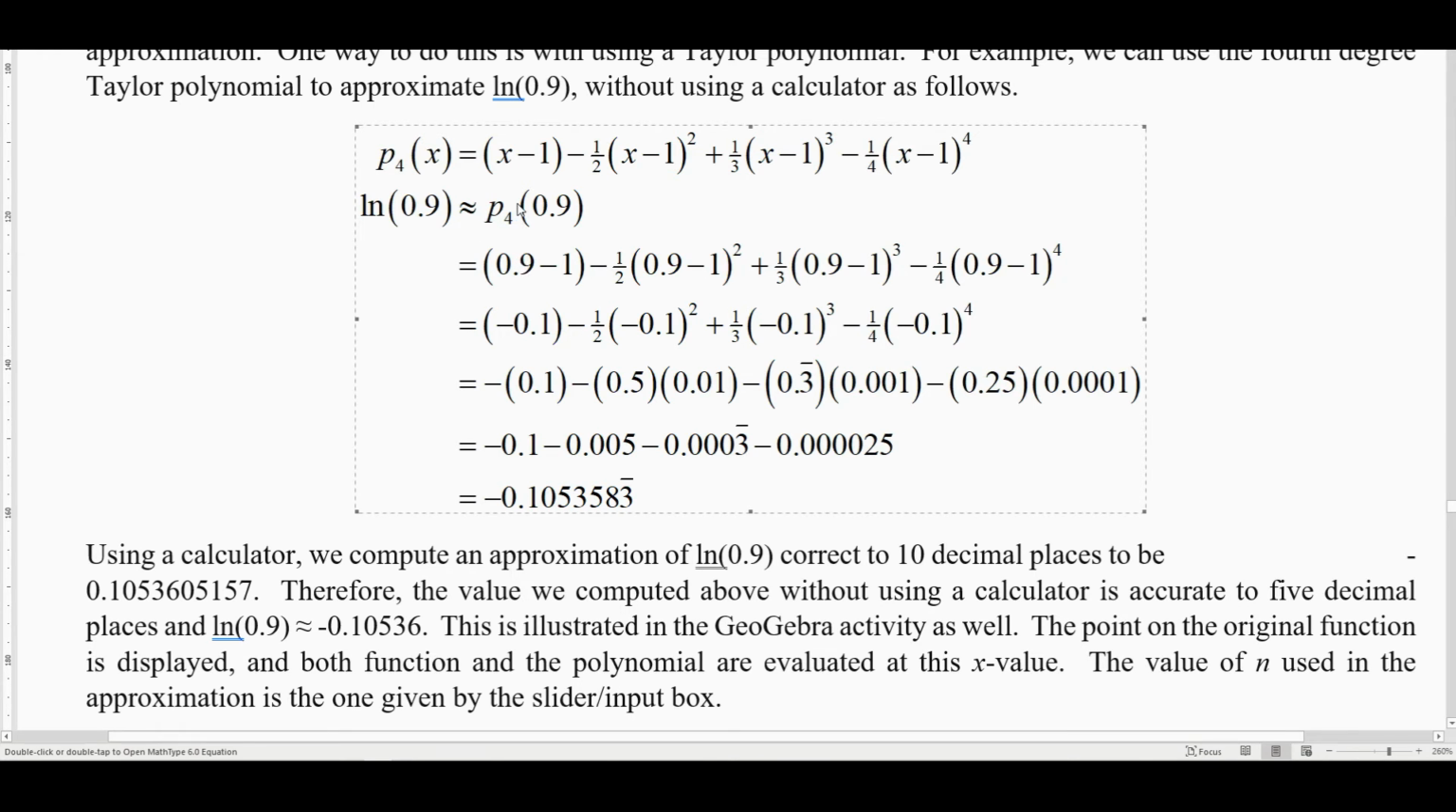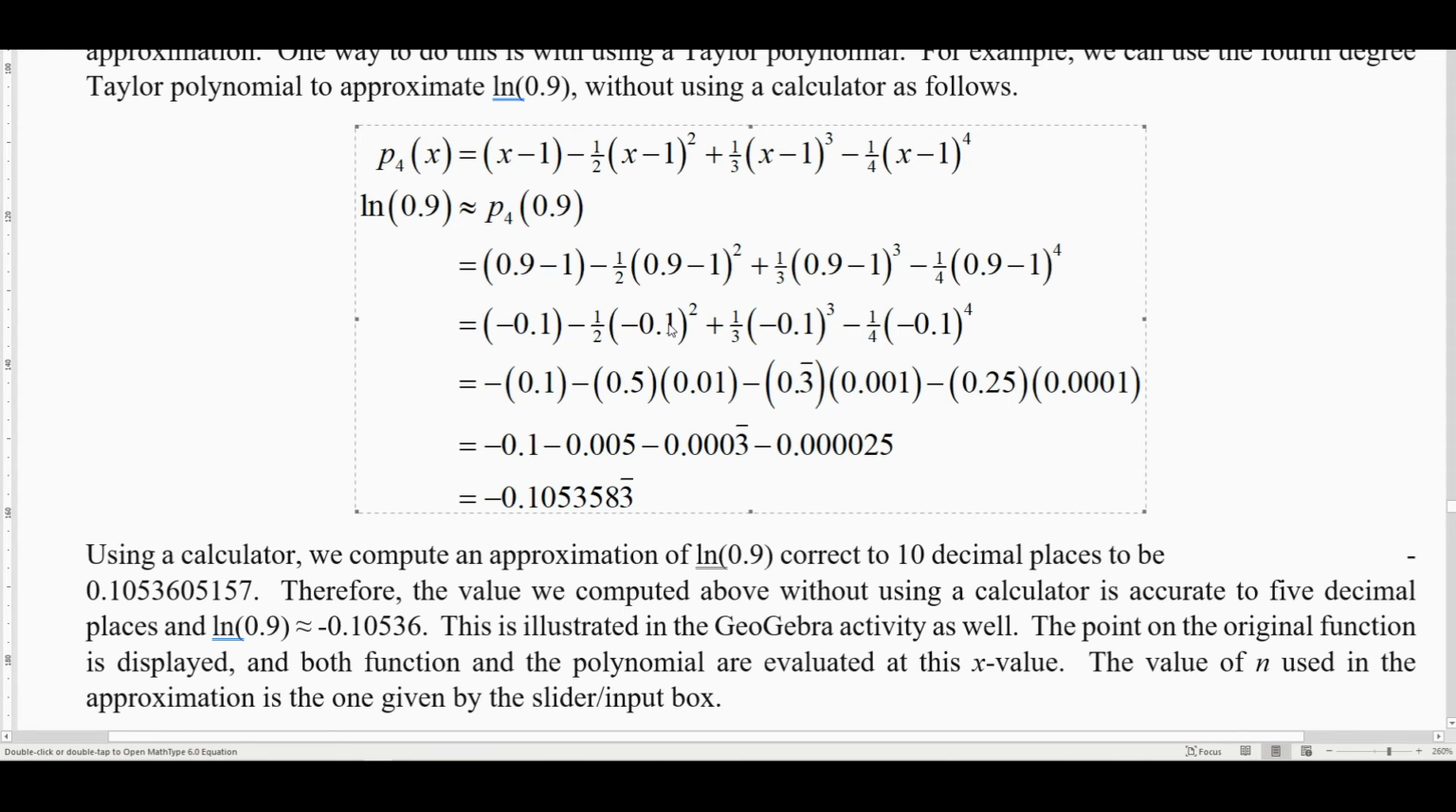We know that this polynomial is the correct polynomial. We worked it out to degree 4. Put in 0.9. Well, 0.9 minus 1 is negative 0.1, and we put that in place. Of course, when you square it, those terms are going to be positive. The odd ones are going to be negative, but they have positive out front. So it turns out all the terms are negative in the end.